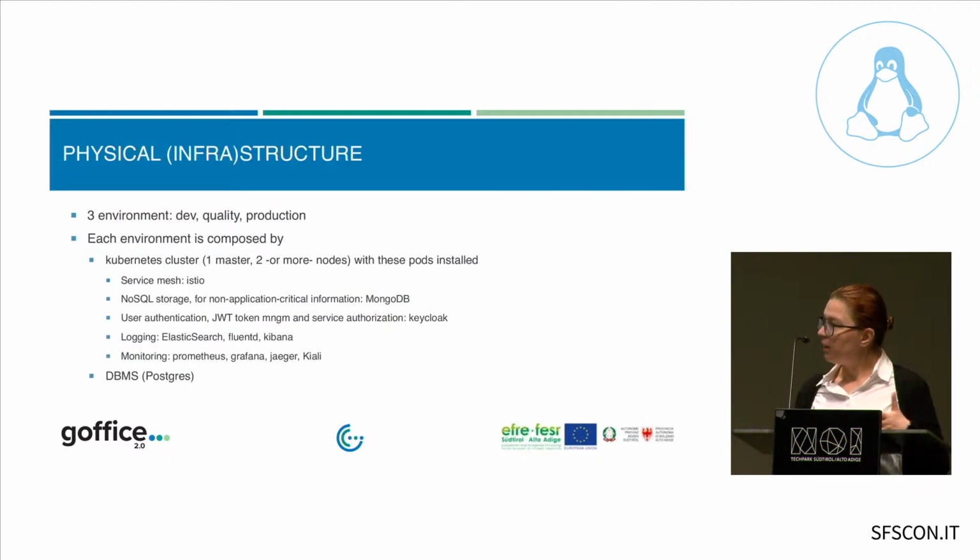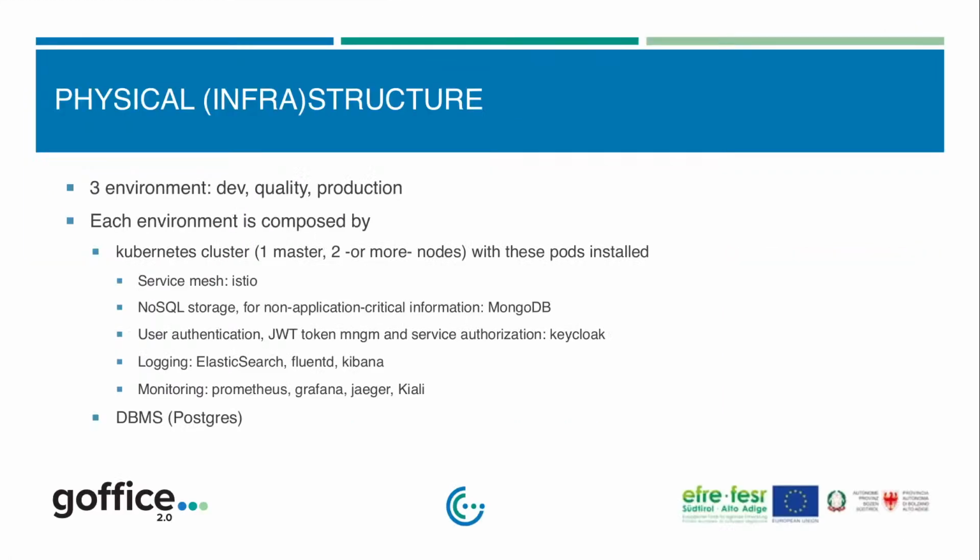Then, after the logical structure, the physical infrastructure, we decided to go to a Kubernetes cluster. Each cluster has one control plane, one master, and two or more nodes. It depends on the resources we need. Each cluster has installed a service mesh, a NoSQL storage for non-application critical information, Keycloak for user authentication, JWT token management, and service authorization.